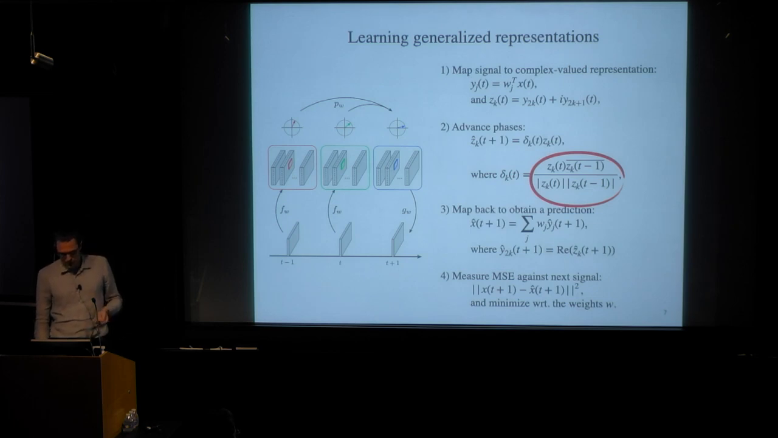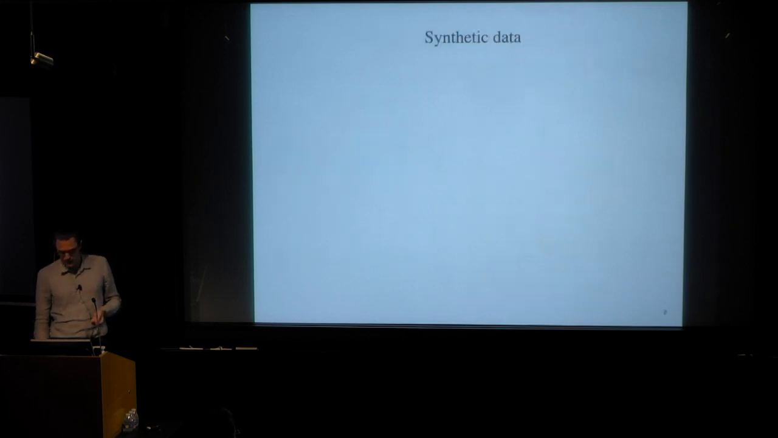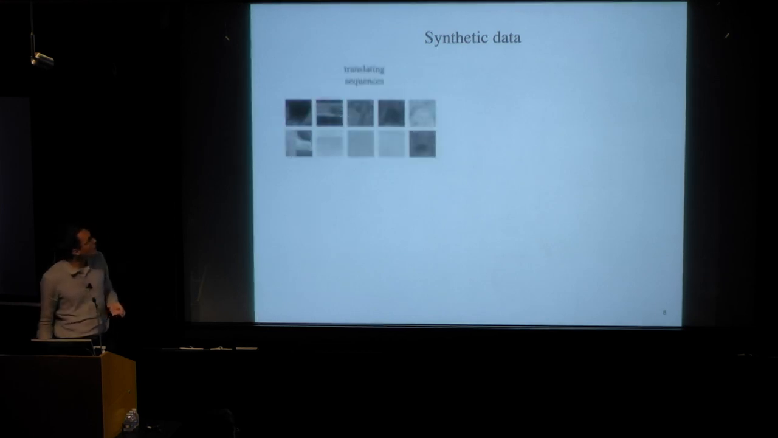So let's verify that this does something reasonable with synthetic data. So for the first case, we're looking at translating sequences. So these are patches of real images. And the group that's acting on these are just translations. So taking a patch, and I'm going in a random direction at a random speed. And I'm going to train the architecture of the previous slide here. And now I'm going to show you the weights that are learned, and I'm going to show you them animated.